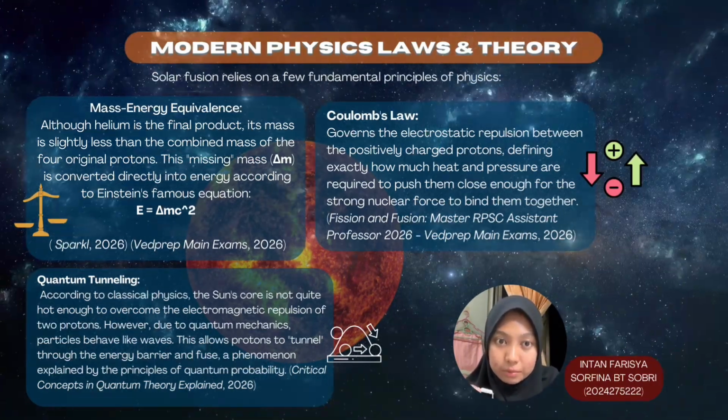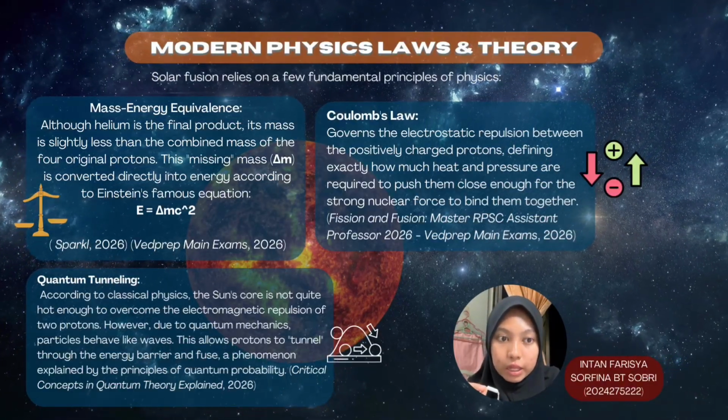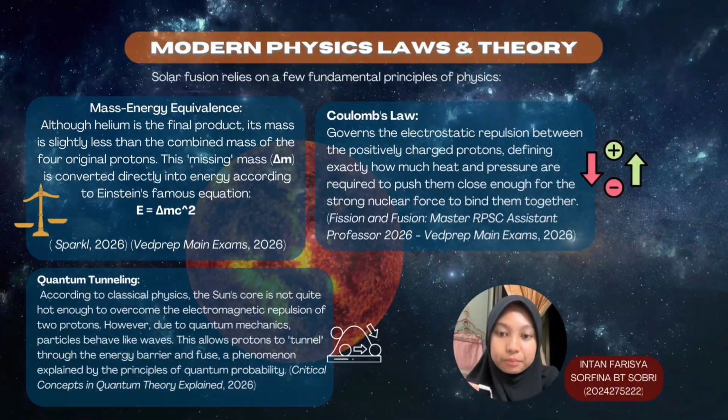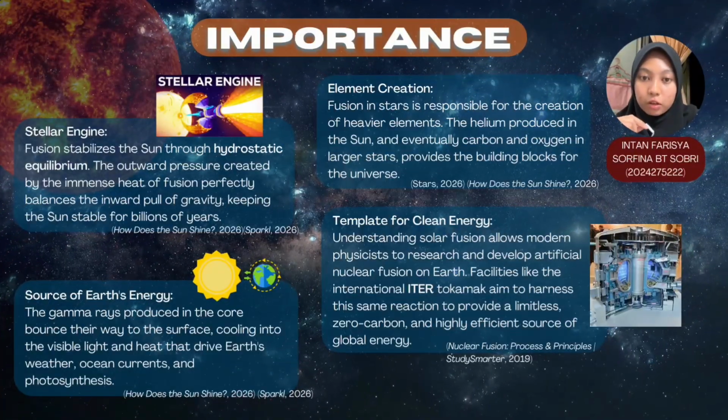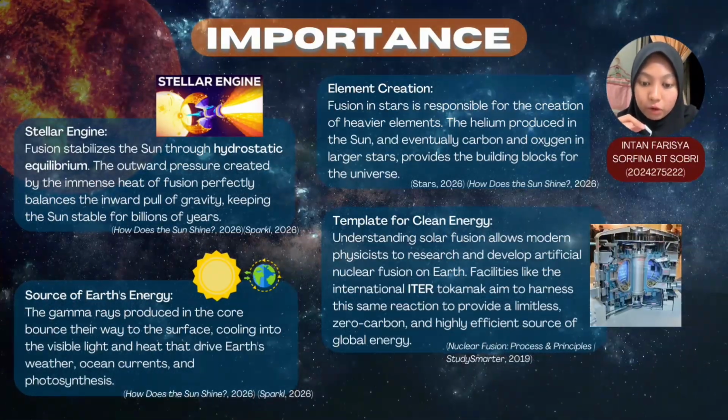Protons naturally repel each other because they have positive charge. This repulsion is what makes fusion difficult and requires extreme temperature and pressure. So there are 4 most important aspects of nuclear fusion in the Sun. There is stellar engine, source of Earth energy, element creation, and template for clean energy.